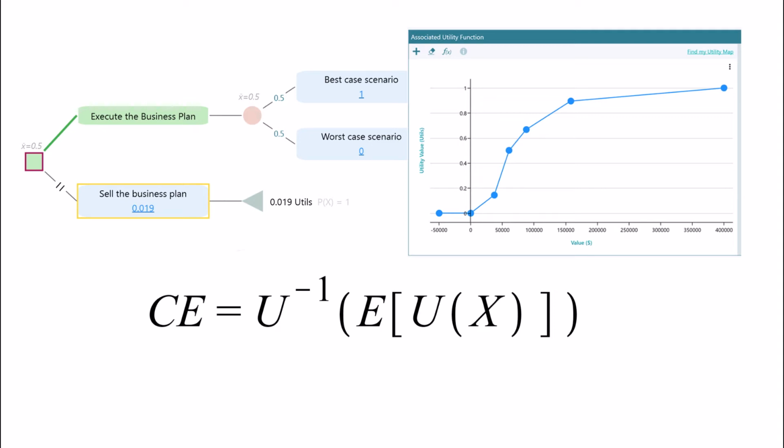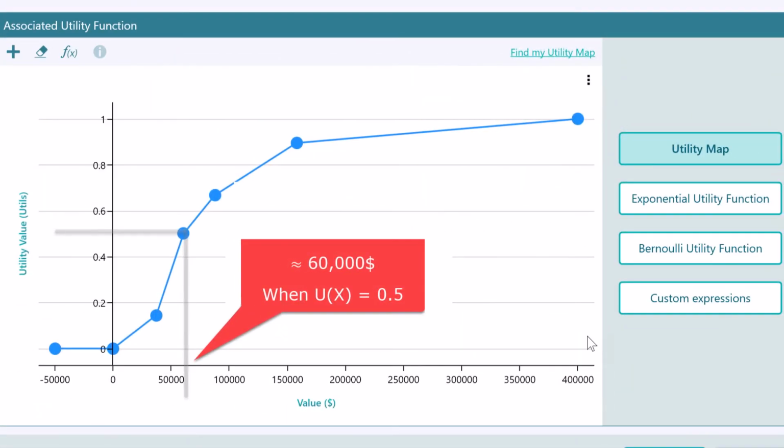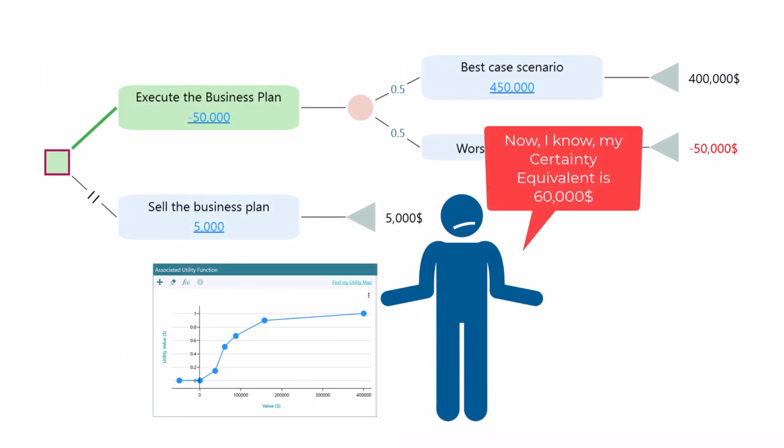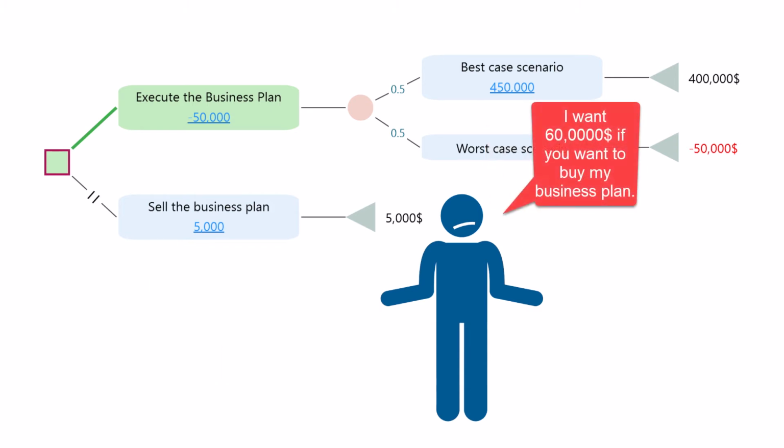Let's say you modeled your utility function using the SpiceLogic decision tree software like this. We get the utility function value equals 0.5. So the inverse function for input 0.5 is $60,000. So your certainty equivalent for this uncertain investment should be $60,000, not $5,000. You should ask for $60,000 from your friend for selling out the business plan according to the given utility function.